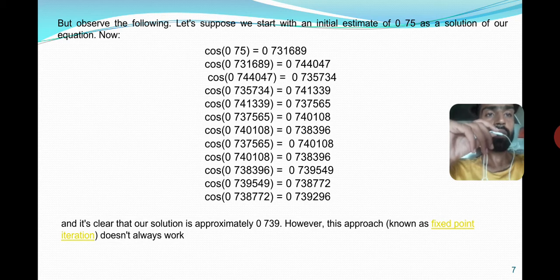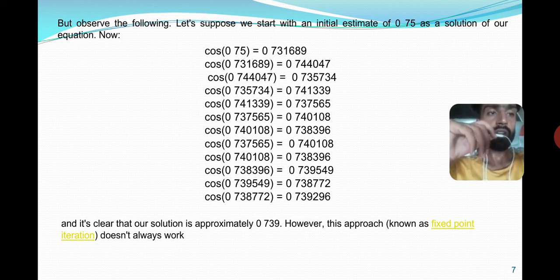Then 0.740108, then 0.738396. cos(0.738396) equals 0.739549. cos(0.739549) equals 0.738772. cos(0.738772) equals 0.739296. It is clear that our solution is approximately 0.739.